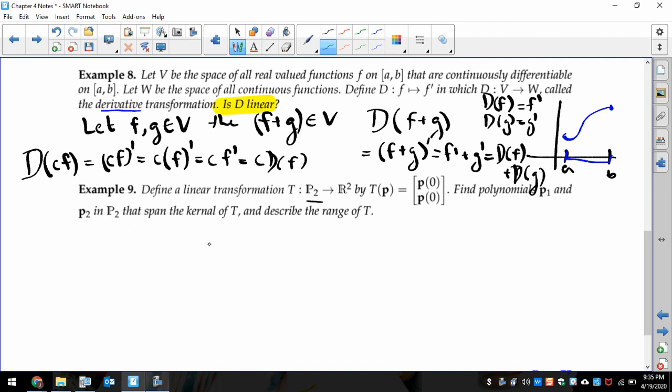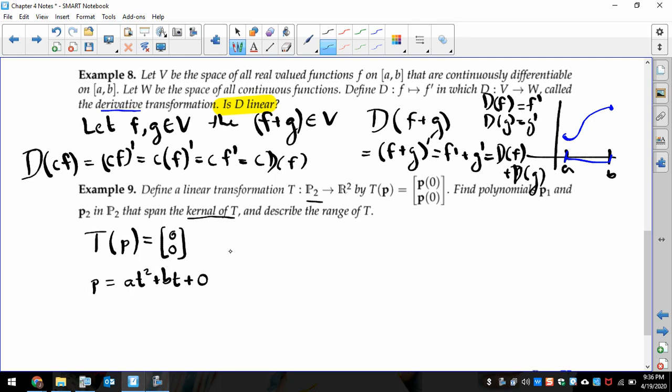Aha, they're using some fancy vocab here. So what is the kernel? Well, the kernel is like the null space of the transformation. So we want T of a polynomial P. We're looking for all T of P that give me the 0 vector, 0, 0. So what does the transformation do? It just plugs in 0 into the polynomial. All the polynomials that when you plug in 0 give you 0. Well, what that means is that there is no constant. So the polynomial p must look like at squared plus bt plus 0.